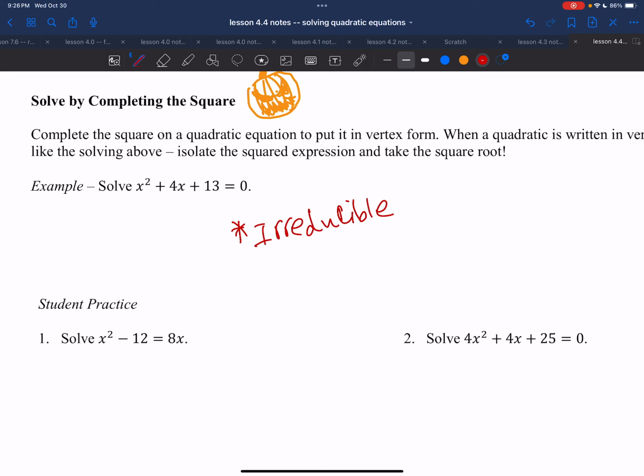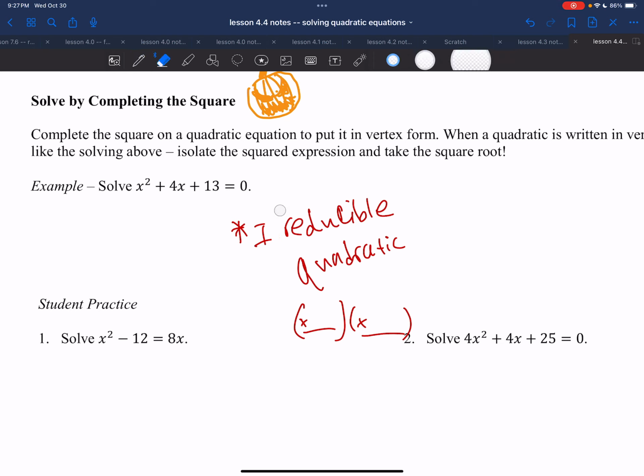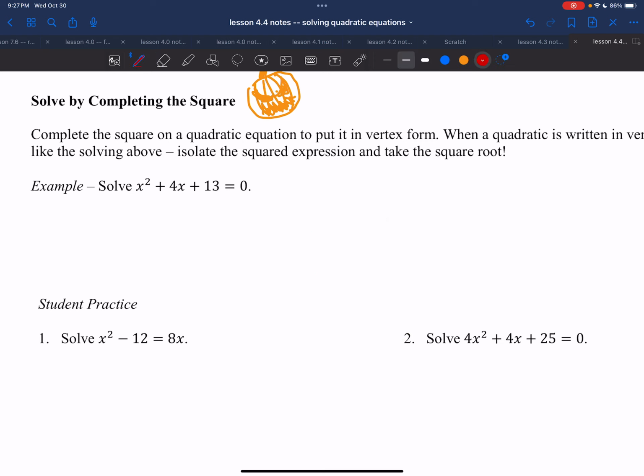Something to note, just for further reference, this is called irreducible. I sure hope I spelled that right. I think I did. An irreducible quadratic, okay? Because it can't be reduced into linear factors. Does that make sense, right? Every time you're factoring, you're always doing x and another x like this, which is linear and linear. So an irreducible quadratic, you can't factor it into simpler factors, yeah? Okay. So here's how completing the square works.